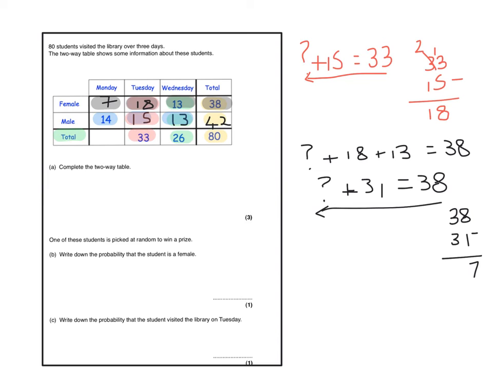And then the last one, and I'm just going to circle this one in red, 7 add 14 will give me this missing total here. 7 add 14 is 21. So there's my complete two-way table. And again, I'm going to just clear the area over here.